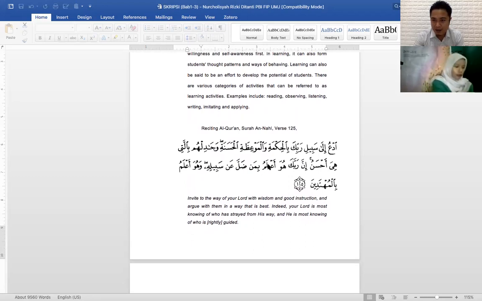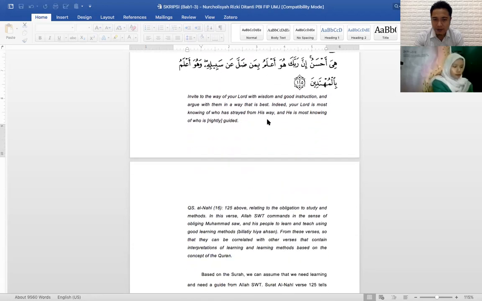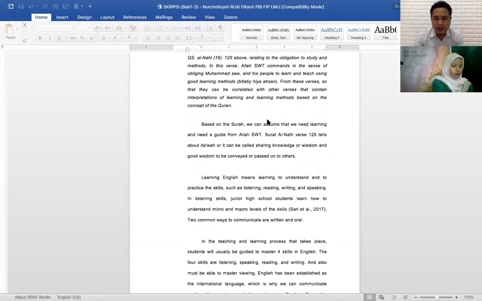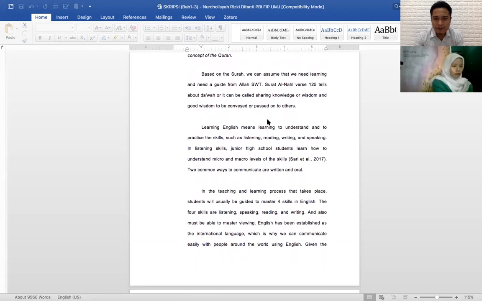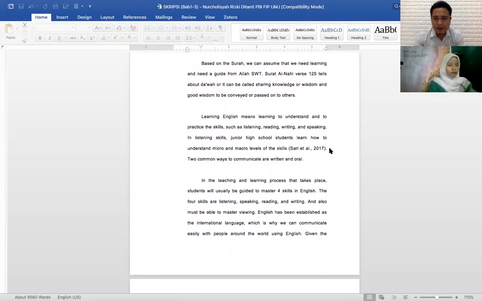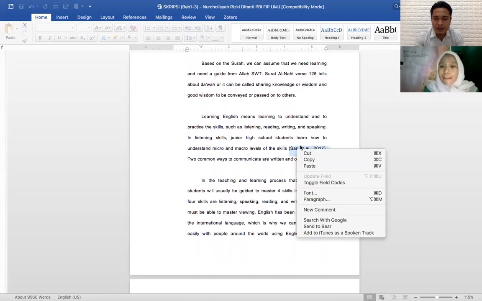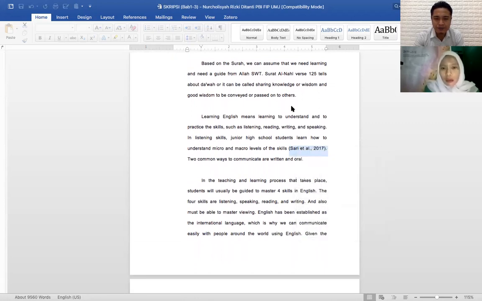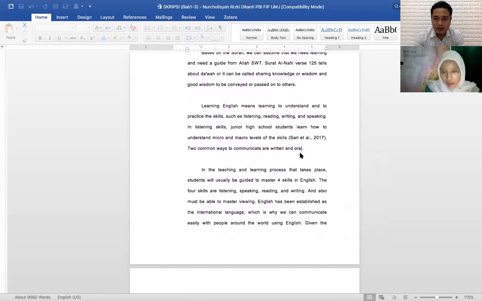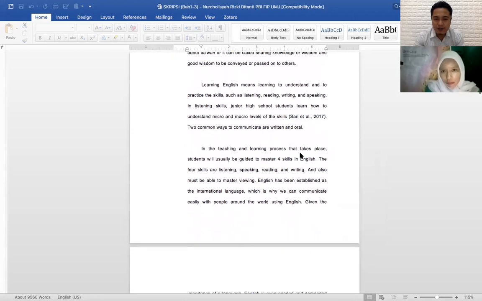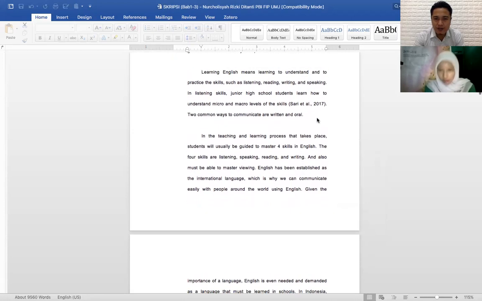Okay, you have to put that one, and then next, do not use Sari. Yeah, do not use Sari. Try to use experts from the West, from Europe, from the UK, from the US. Do not use this one.